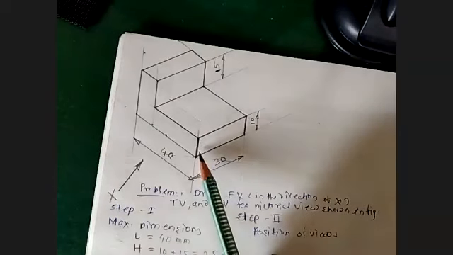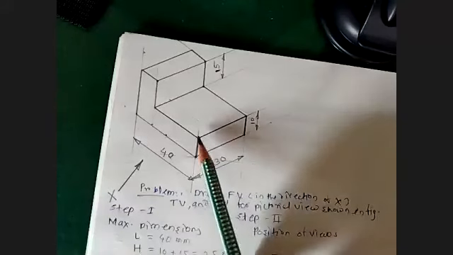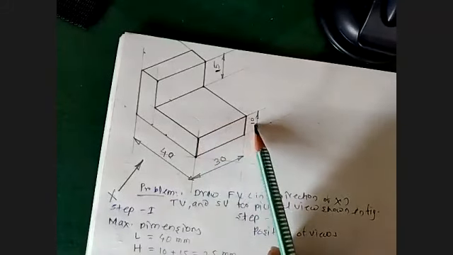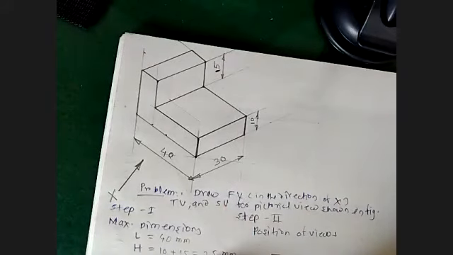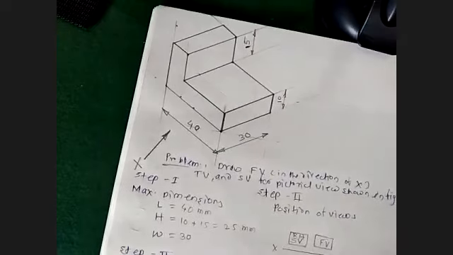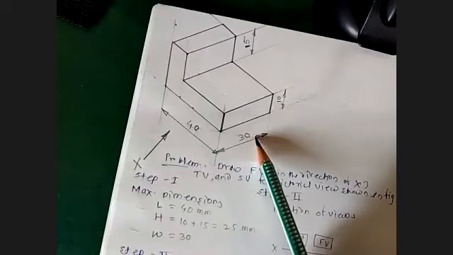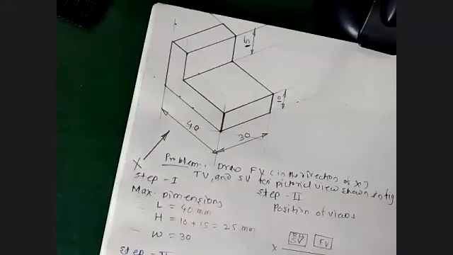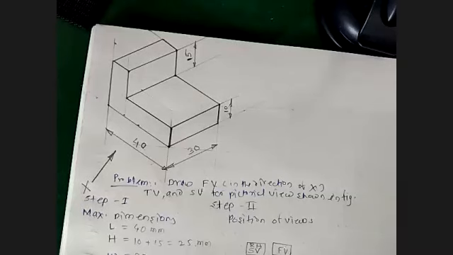Then obviously the vertical distance is considered as height. Here the first step is 10 millimeter height, the second one 15, so overall your height will be 25. And then your width is quite simple. The remaining third dimension is nothing but the width. So the maximum dimension part is over.